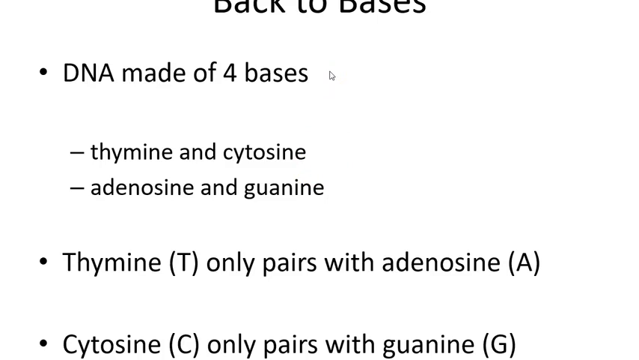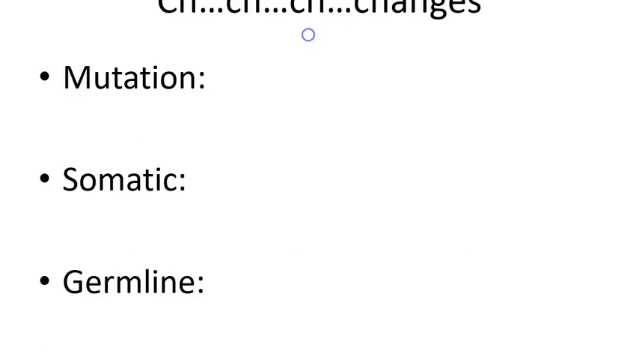And so what happens is, in some situations, some mutations that we're going to talk about, the T pairs with a G instead of an A, or the C pairs with A instead of G. So those are different mutations that can happen when bases do not pair with the appropriate counterpart. So let's talk about the changes.